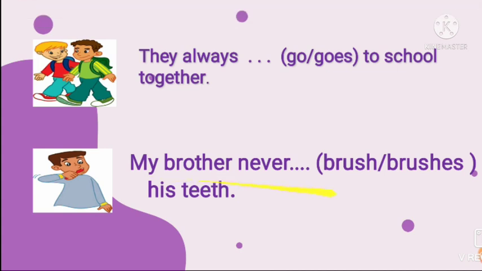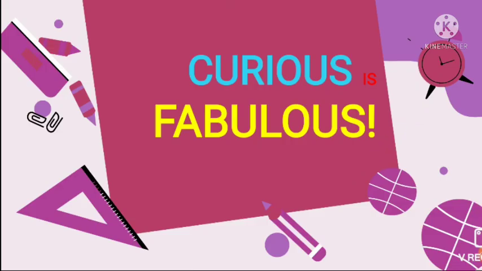Next, my brother never blah blah blah his teeth. Brush or brushes? My brother, he or she? He, so she, he, it, using the verb plus s or es. So my brother never brushes his teeth. Oh my god. Next again, curious is fabulous. So stay curious and be fabulous.